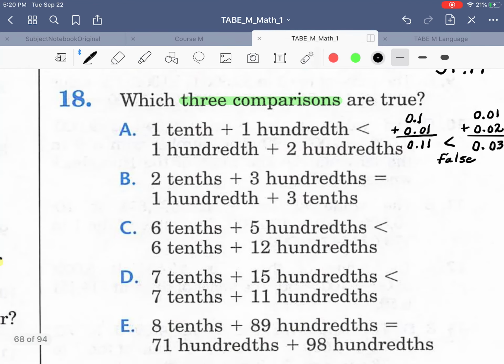For B, I'm going to work it on the left side so I'll have enough room to fit all of this in. 2/10 plus 3/100ths, so that's 0.23, is equal to 1/100th and 3/10. That is a false statement. Those are not the same thing.